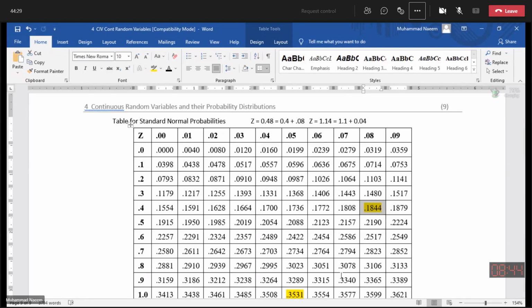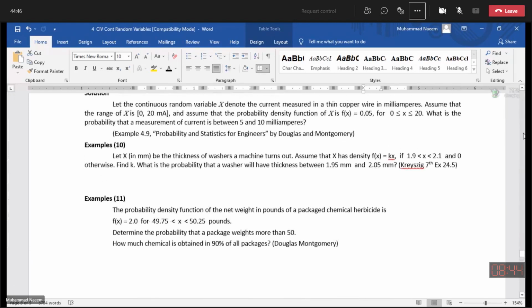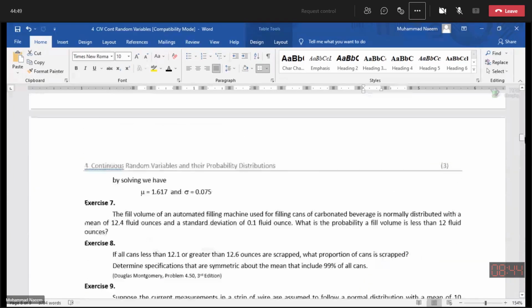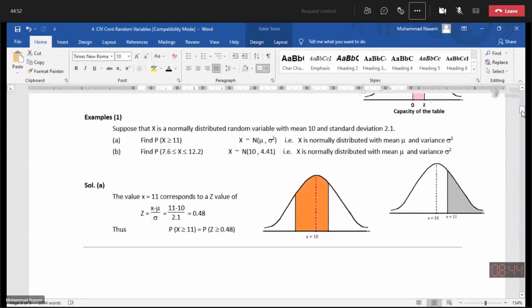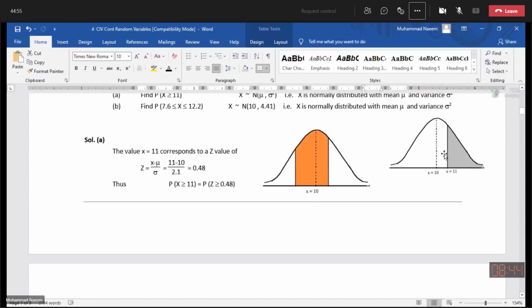And also you must remember, where is this area located in the diagram? This area is always from center to this point z. That means this area from center to this point is our tabulated area. That's why we subtract the tabulated area from 0.5 to get the required probability.